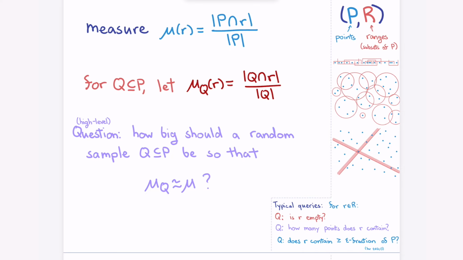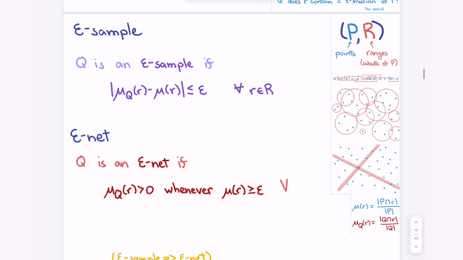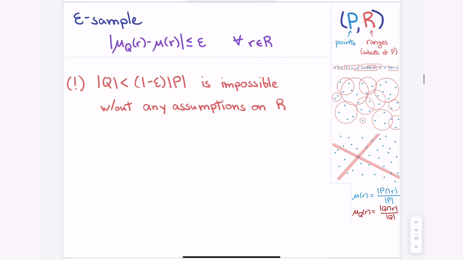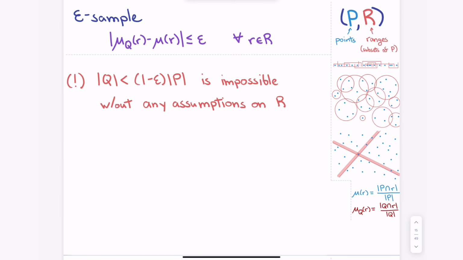All possible subsets. Okay, so if we take R to be the family of all possible subsets, what's going on here? At some level, getting any non-trivial subset of P is basically impossible without any assumptions on R, if you allow all possible shapes. So let's say you draw your set Q, and you're trying to get an epsilon sample. What would be a set that we completely fail to estimate?